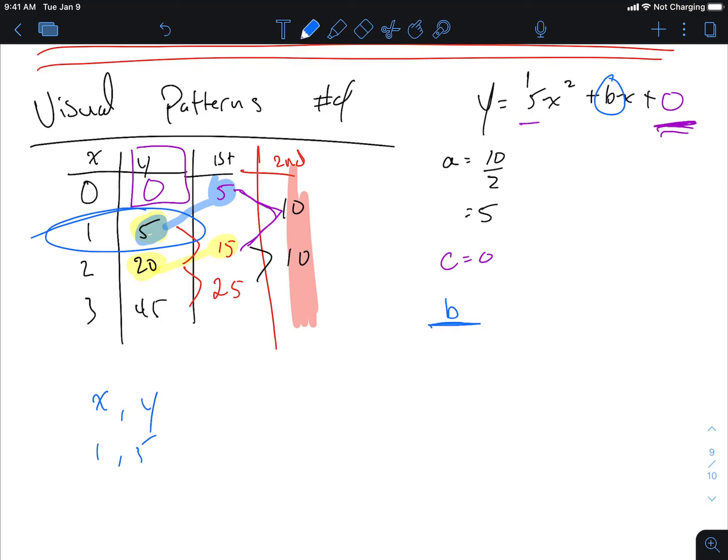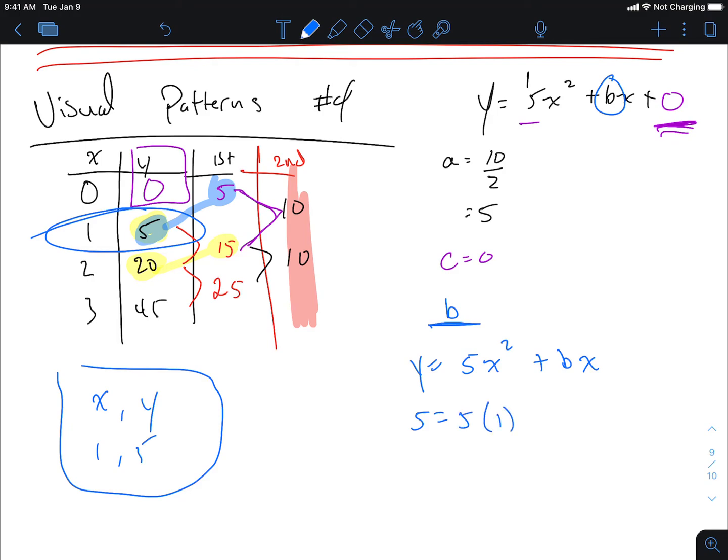Okay, so I'm going to rewrite my equation here. Y equals 5x squared plus bx. I don't really care about the C term because it's 0, so I'm not going to write it, because it's just plus 0. I don't need that there. If it was a number, then it would matter. If it was like plus 7, you'd have to write it down. Okay? But now I can just plug in the point that I have, the xy. I can plug that into my equation and solve for b. 5 is equal to 5 times 1 plus b times 1. You get 5 equals 5 plus b.